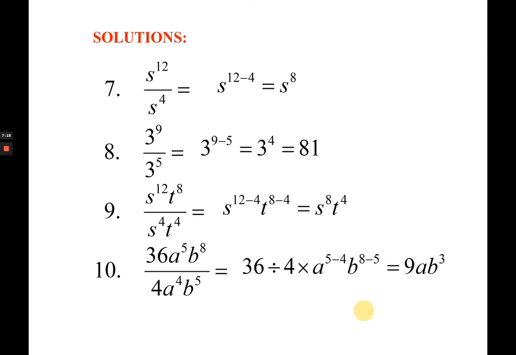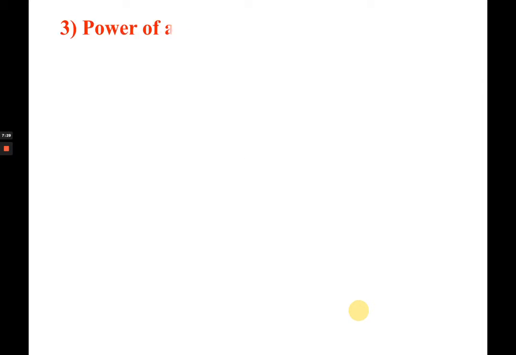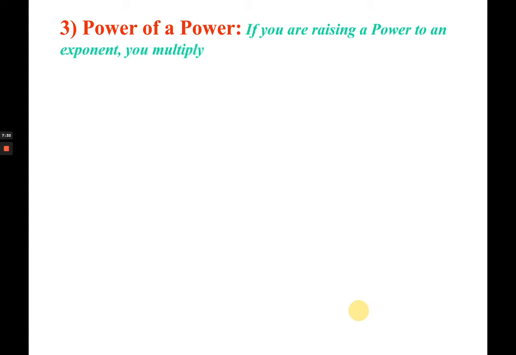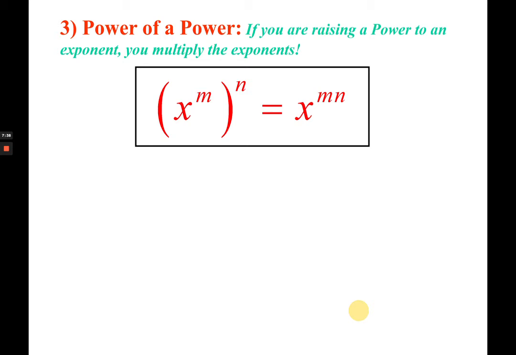And that was your first two exponent laws, multiplying and dividing. Let's have your next law. The third law is power of a power. If you are raising a power to an exponent, you multiply the exponents. Here's your formula. If you have an exponential form raised to another exponent, this time you actually multiply both exponents.